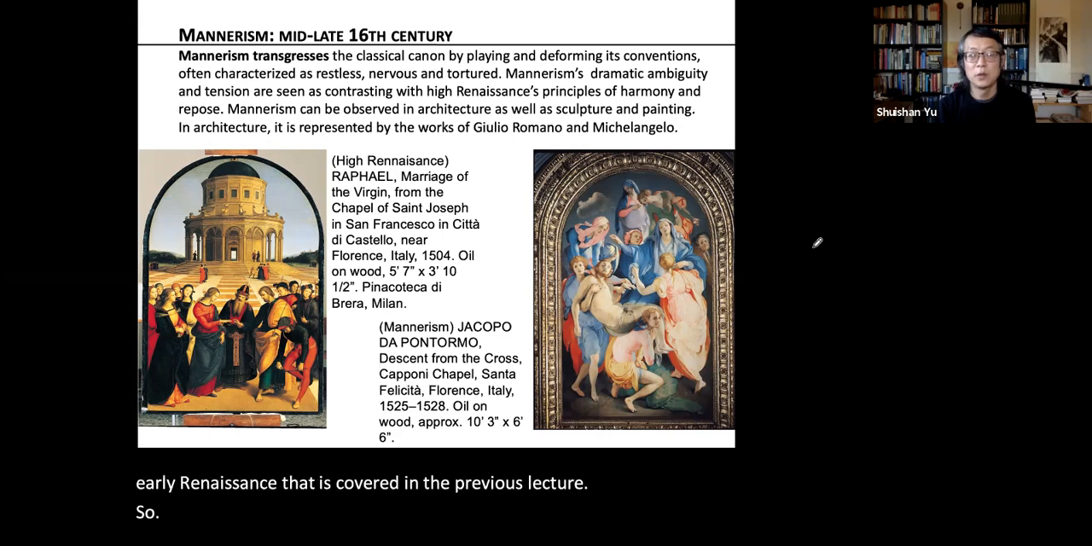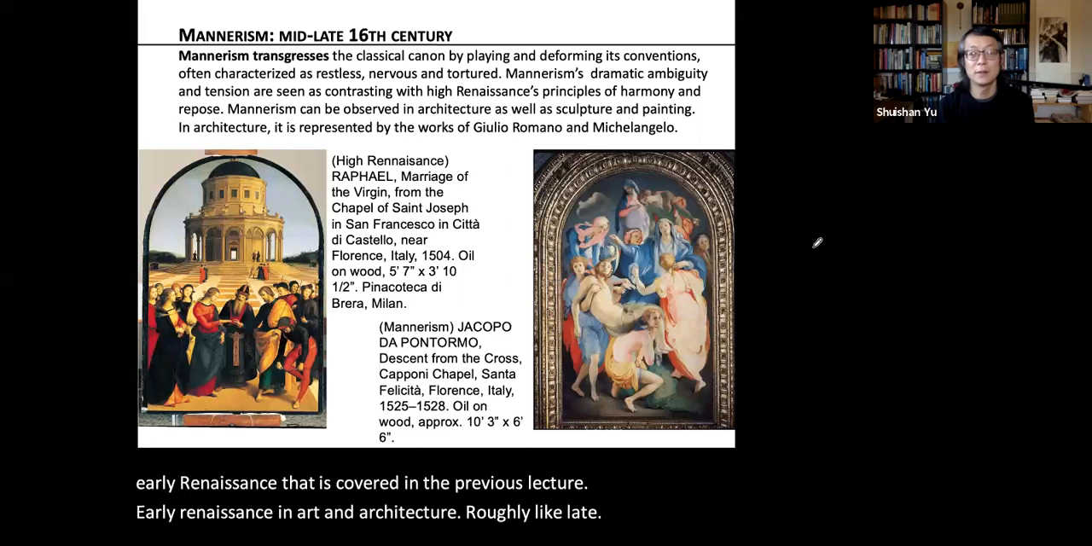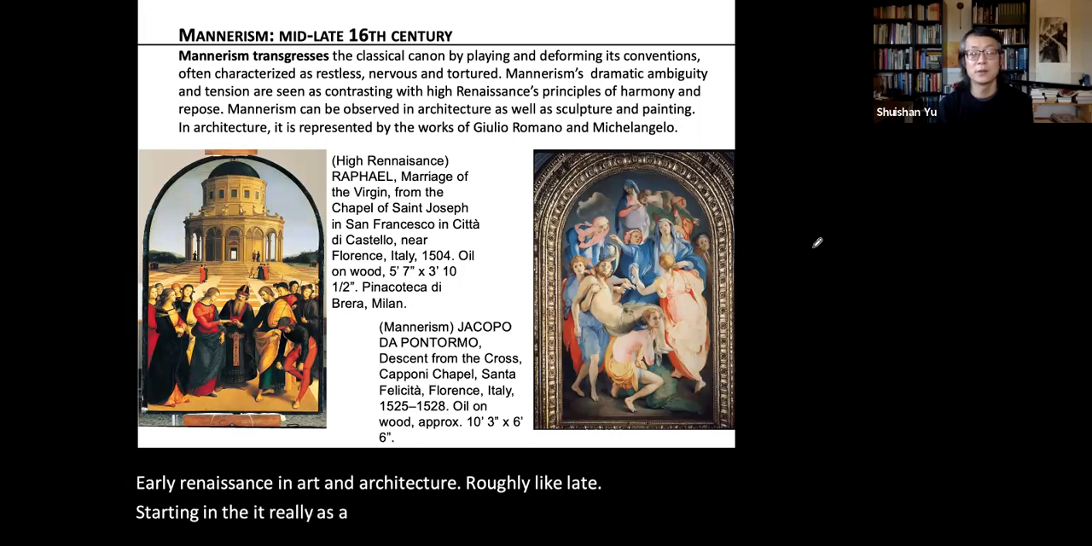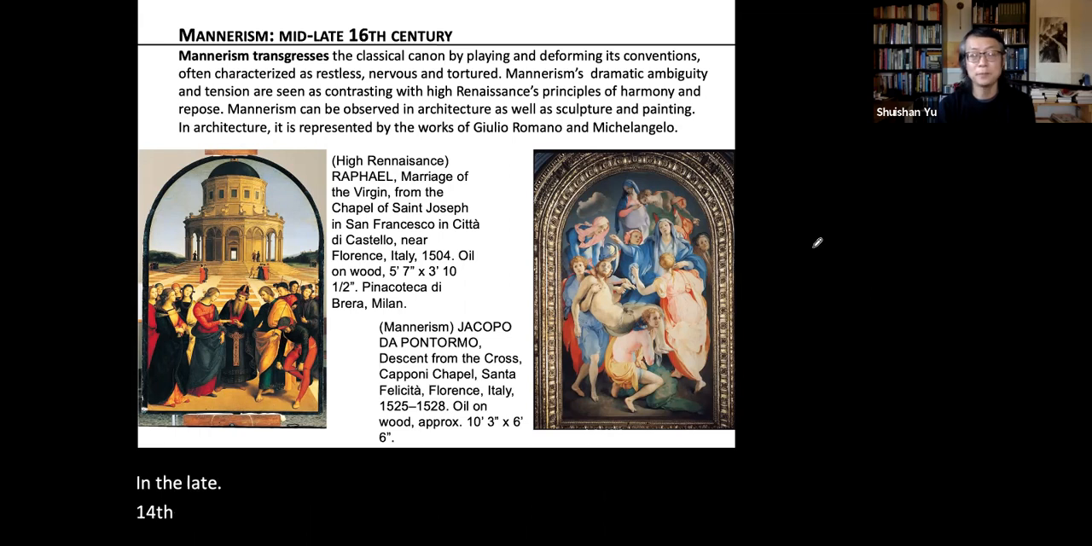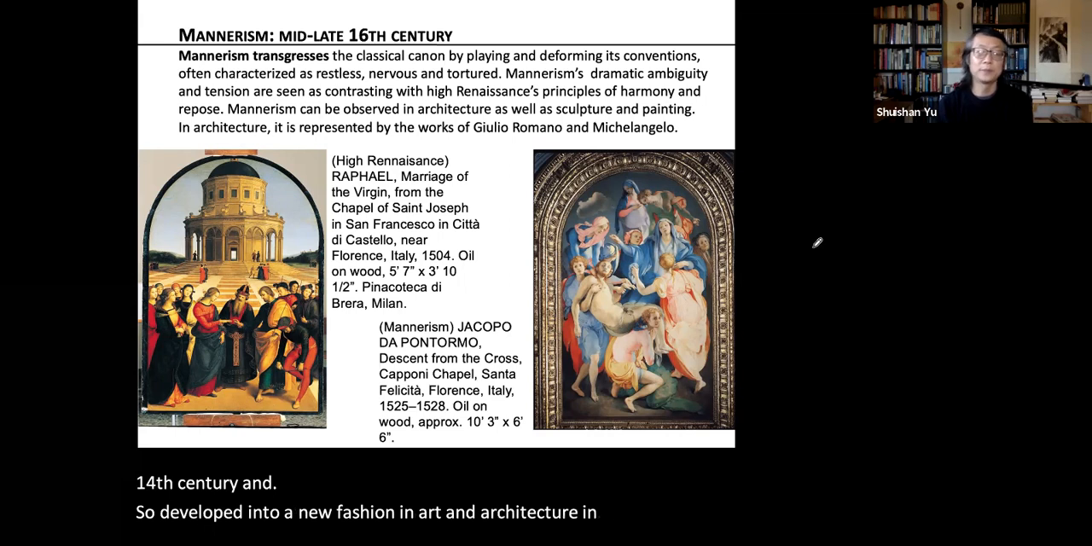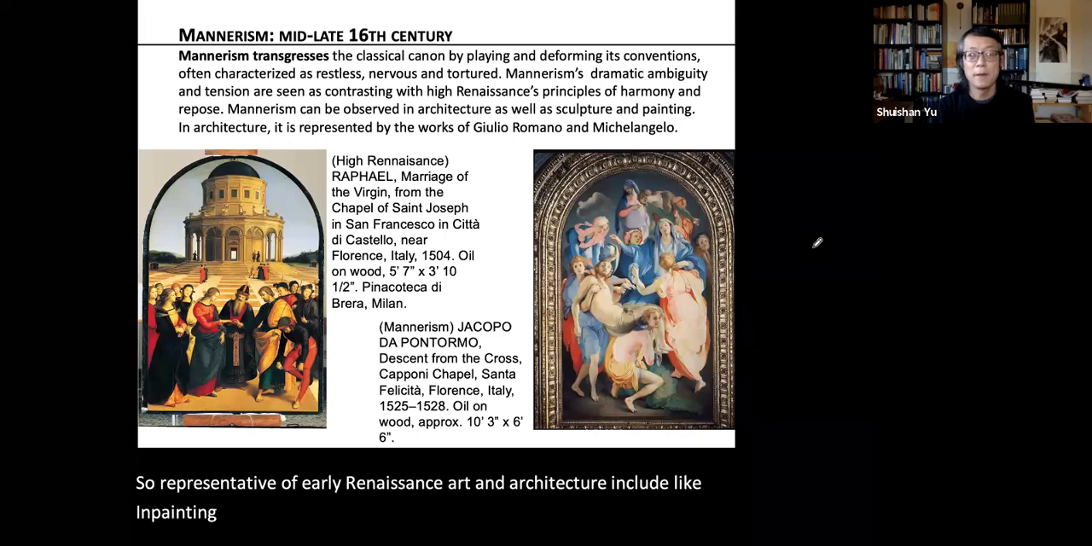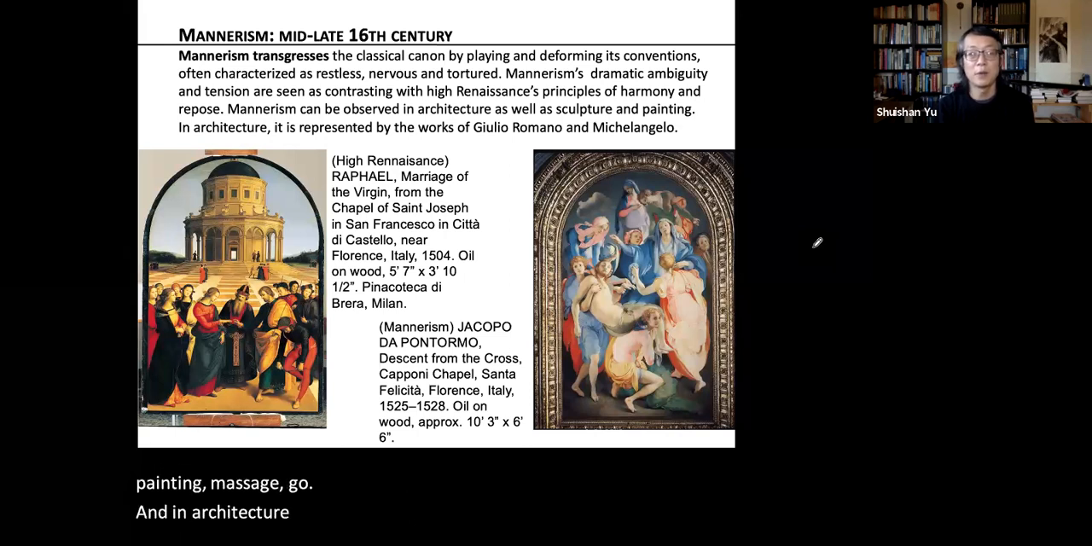So, early Renaissance in art and architecture: as an intellectual movement it really started in the late 14th century, and so developed into a new fashion in art and architecture in the 15th century. So representative of early Renaissance art and architecture include, in painting, Masaccio, and in architecture, Brunelleschi and Alberti, which was covered in the previous lecture.